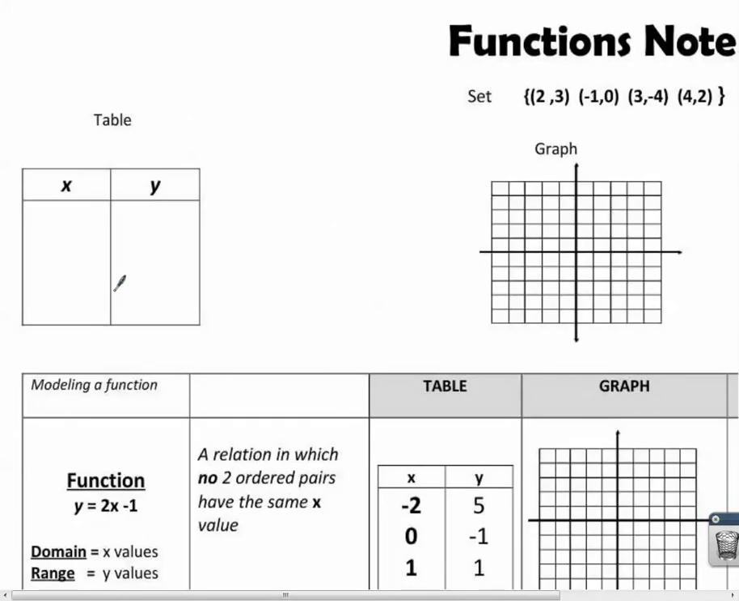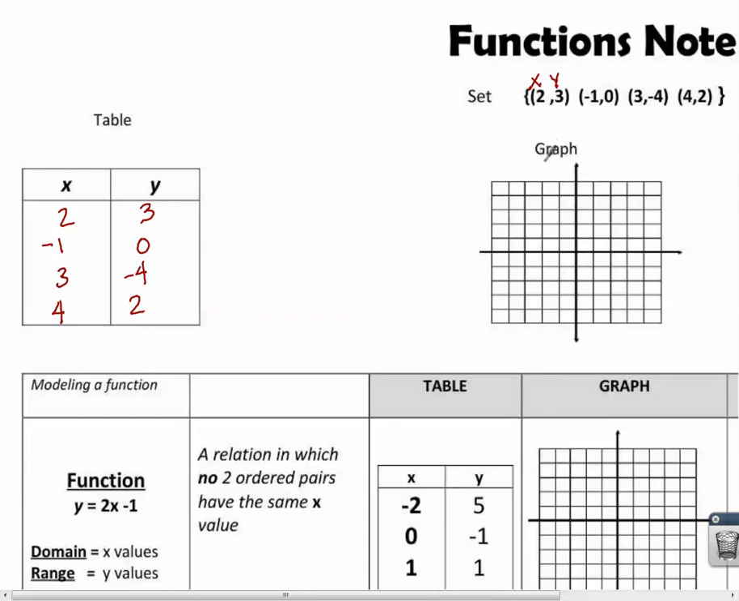First, let's look at our table. Remember, the first value is my x, the second value is my y. So I'm going to write 2, 3, -1, 0, 3, -4, 4, 2. Okay, so that's how you can take a given set or a relation and plot it into a table.